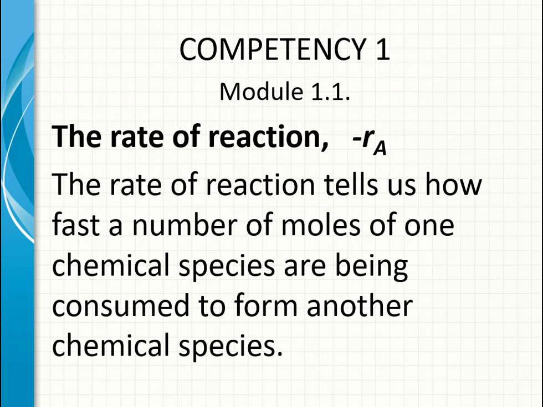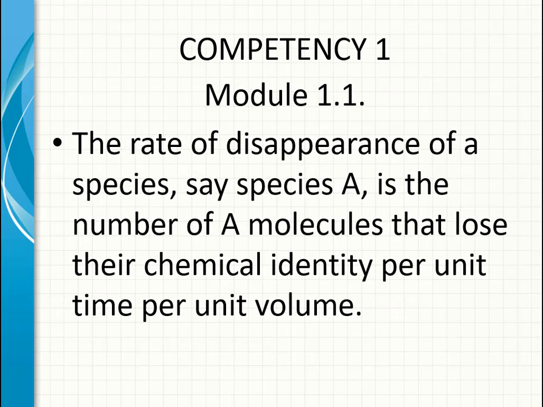The rate of reaction, rA. The rate of reaction tells us how fast a number of moles of one chemical species are being consumed to form another chemical species. The rate of disappearance of a species, say A, is the number of moles of A molecules that lose their chemical identity per unit time per unit volume. So the rate will be moles of A divided by seconds divided by liters, for example.